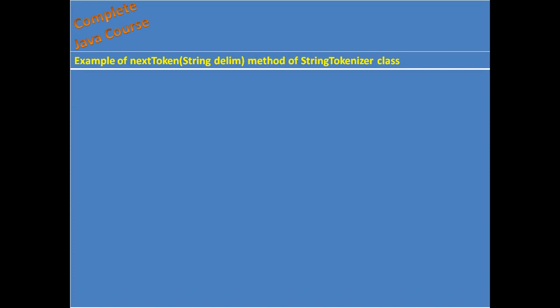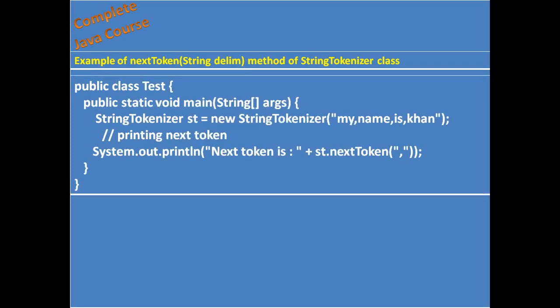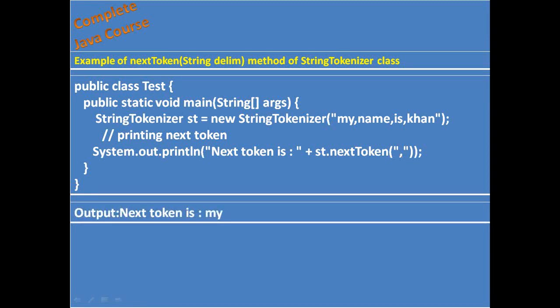Example of the nextToken with string delimiter method of the StringTokenizer class. Here we create a StringTokenizer with the string "my,name,is,Khan". Then we print the next token using System.out.println, where the next token is nextToken with the delimiter. We are passing the delimiter only. So the output for this program will be: next token is my.